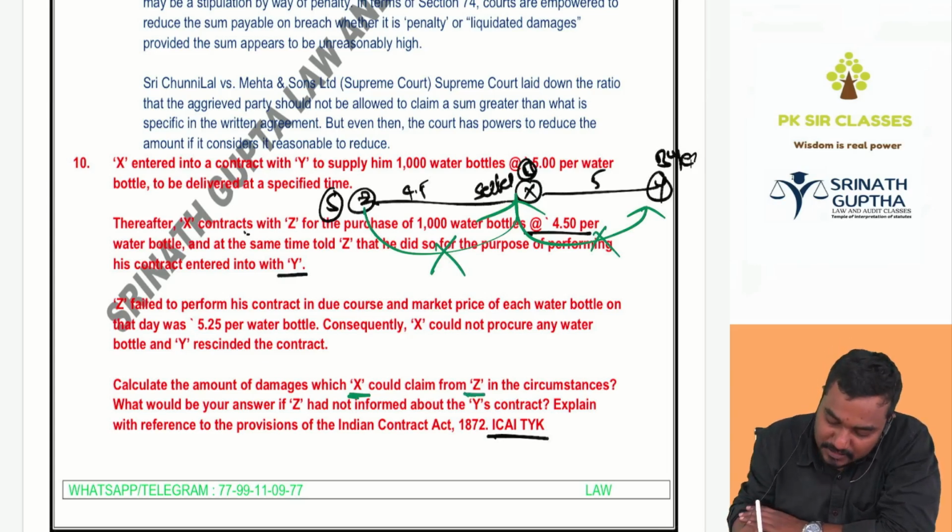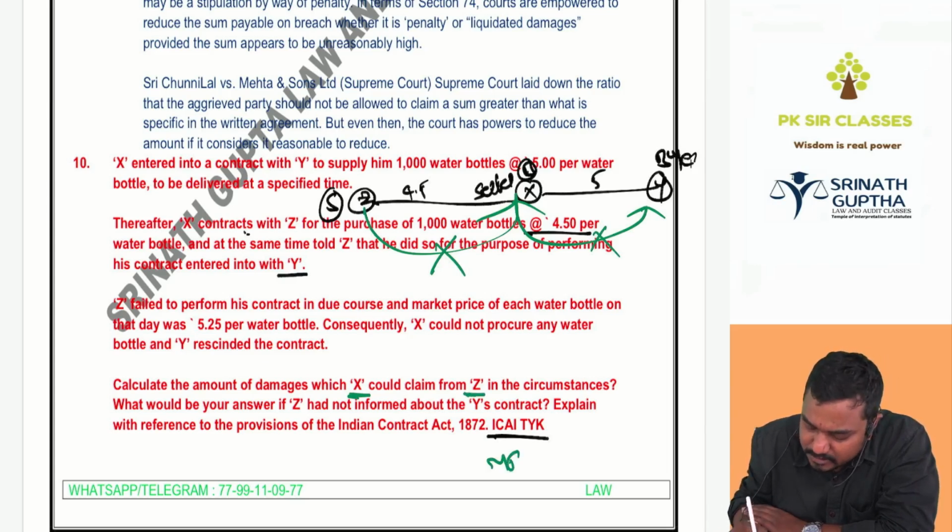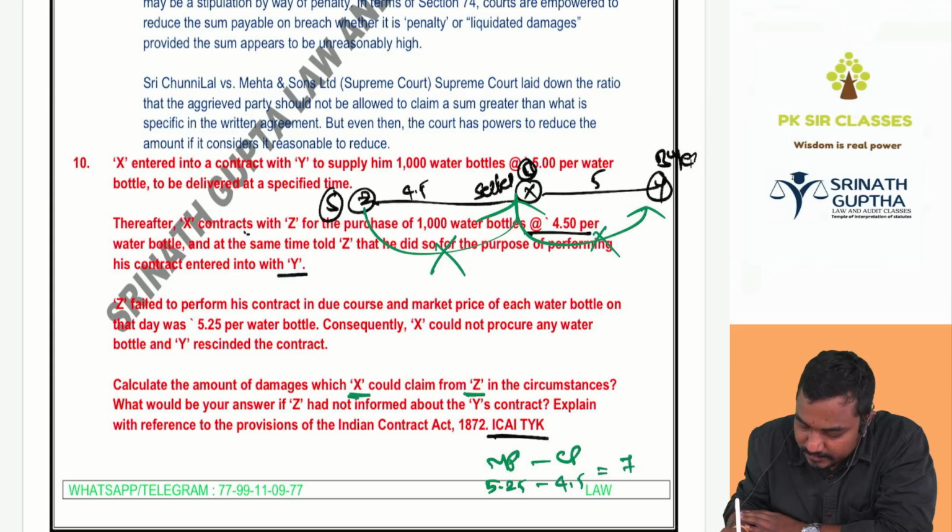So actually, at which price? What is the market price, beta, on the date of breach? 5.25. What is the contract price, beta? 4.5. So how much can we claim? 75 paisa. Into how many bottles?